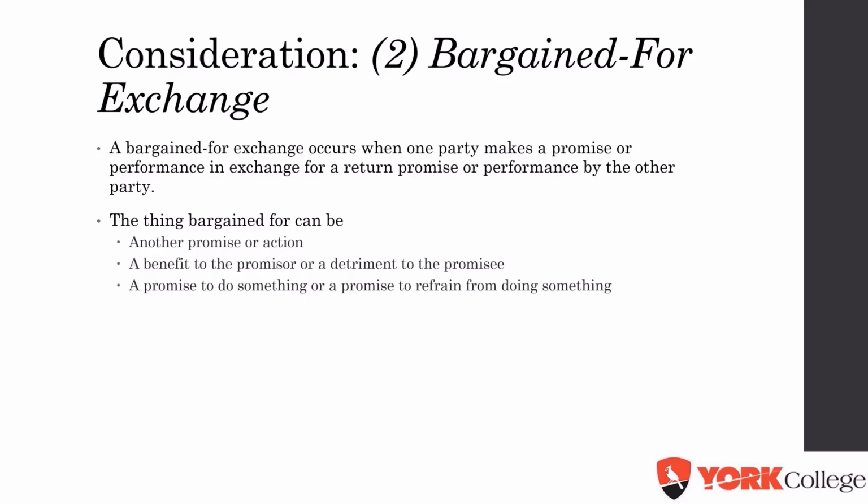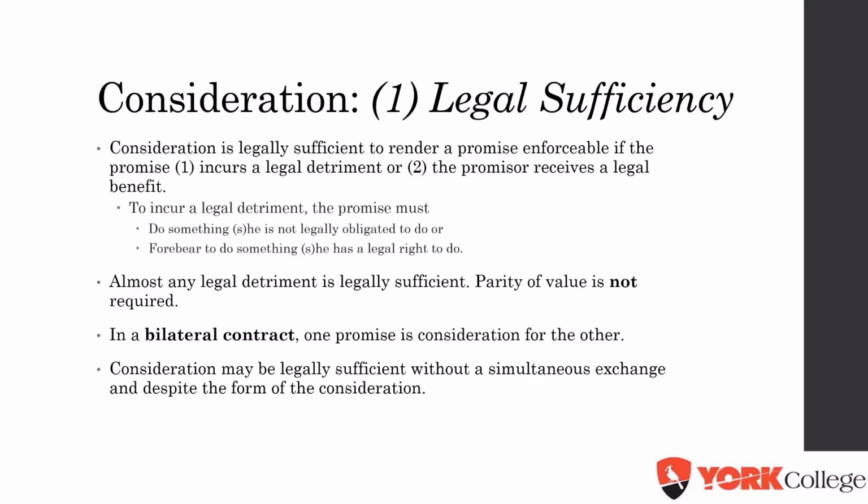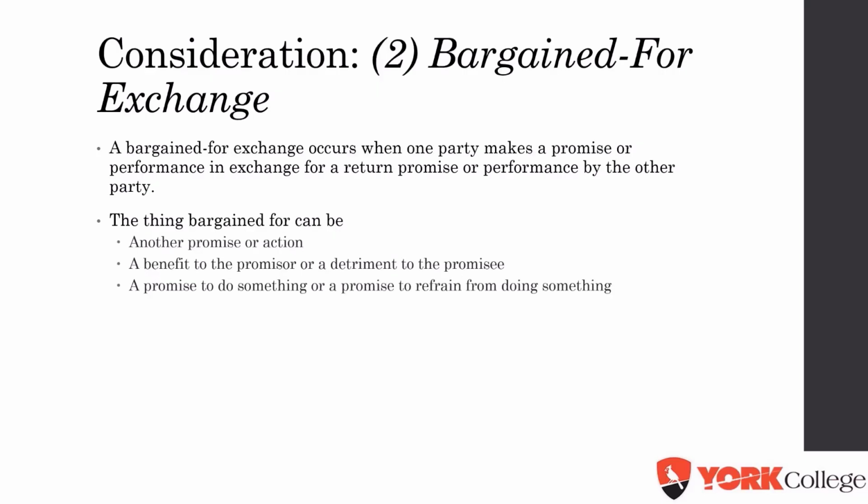So the second element of consideration is a bargain for exchange. That is when one party makes a promise or performance in exchange for a return promise or performance. So pretty simple, and it essentially is a repeat of the first part. The first part of legal sufficiency means each of the promises on both sides has to be a legal detriment. And then the second for consideration is there has to be both.